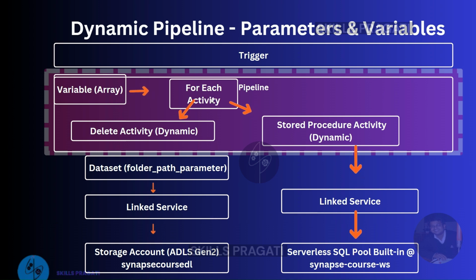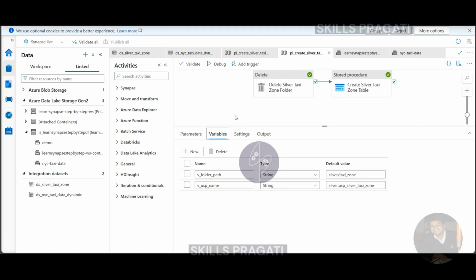Having said that, we are going to process all of the files except the trip data file in this pipeline. This is because the trip data file follows a different logic due to the data being partitioned. Let's switch over to the Synapse Studio and get started with changing the pipeline.